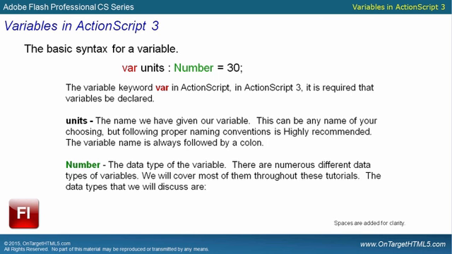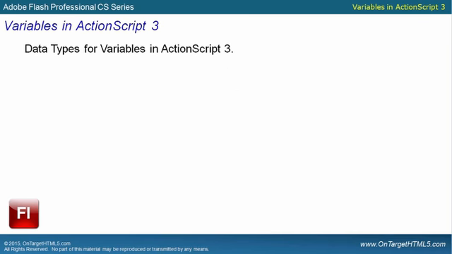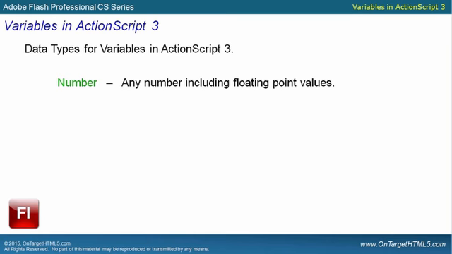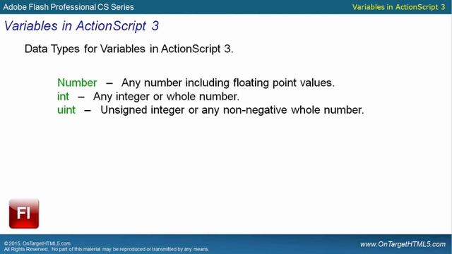So we give that variable name, then we follow it with a colon, and then we assign a data type, the data type of the variable. There are numerous different data types of variables that we can use throughout ActionScript, and you're going to see those in a minute. We'll cover most of them as we go through these tutorials. The data types that we'll be discussing are Number, any number including floating point values; int, any integer or whole number, and I'm going to have some demonstrations of both of these inside the lab; uint, unsigned integers or any non-negative whole number.